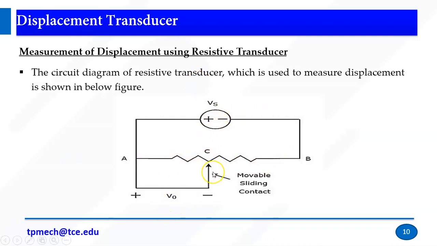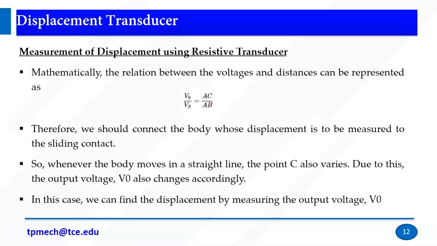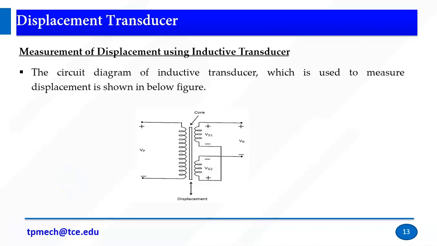So for whichever object we need the displacement, I am placing that object at the sliding contact C. If the object moves, the sliding contact C also moves, so the output voltage varies. With the help of the output variation, we can measure AC. AC is nothing but our displacement, right? So this is what a resistive type displacement sensor is. Very simple procedure, right?